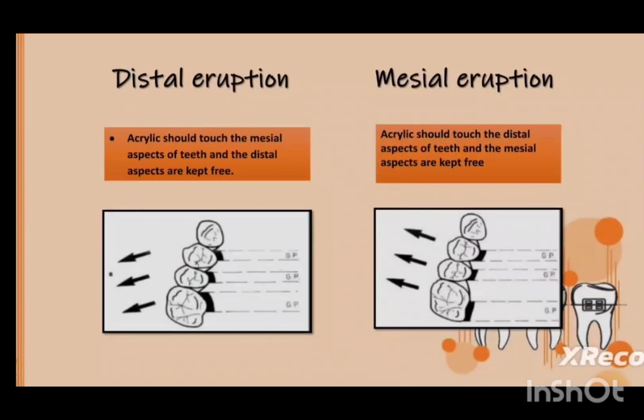For distal eruption, we will load it on the mesial surface. Acrylic will be present on the mesial surface while the distal surface is kept clear of it. And for the mesial eruption, the vice versa. That is, the mesial surface is kept free while the acrylic is loaded on the distal surfaces.